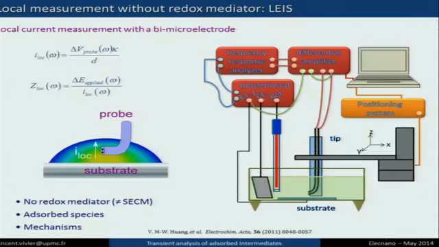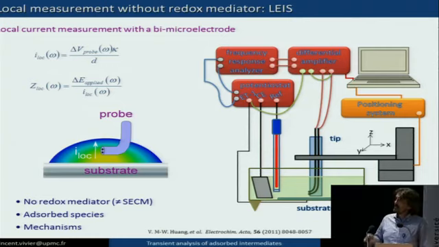The last thing I want to show you is that we can also perform this kind of local measurement without using a redox mediator, by using a local electrochemical impedance spectroscopy. Instead of using a single probe, we are using a bi-microelectrode, and this bi-microelectrode is used as a local probe to sense the local potential at 2 different locations in the close vicinity of the substrate. In that case, we do not need any redox mediator, and this potential difference is directly linked to the local current density close to the substrate. So this is also a way to investigate adsorbed species.